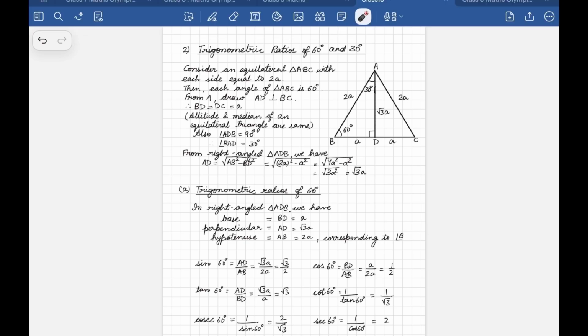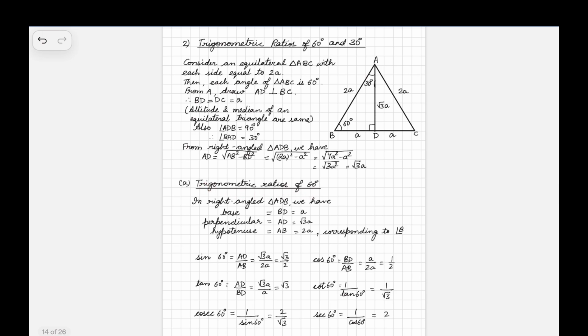degrees. From right angle triangle ADB, we have AD is equal to square root of AB square minus BD square, which is nothing but root of (2A) the whole square minus A square, or root of 4A square minus A square, which is root of 3A square, which is equal to root 3 A.